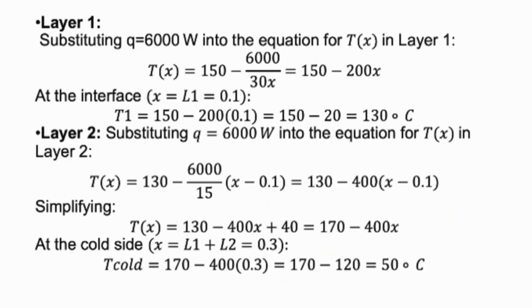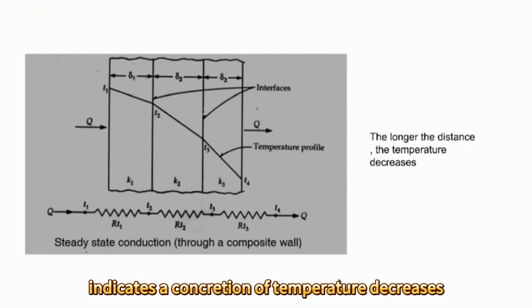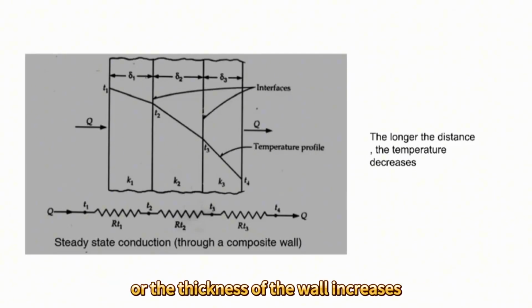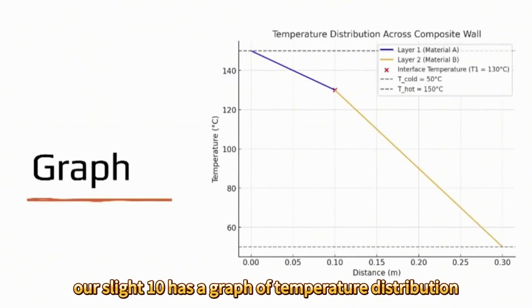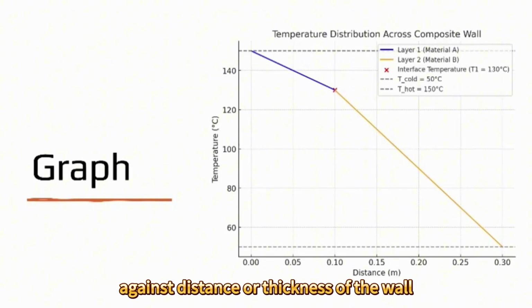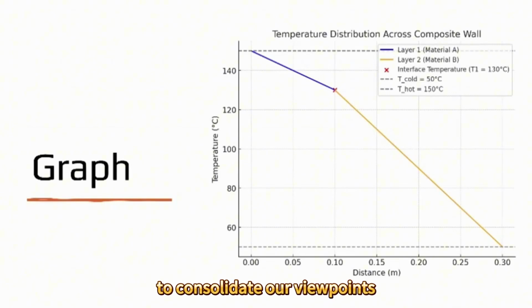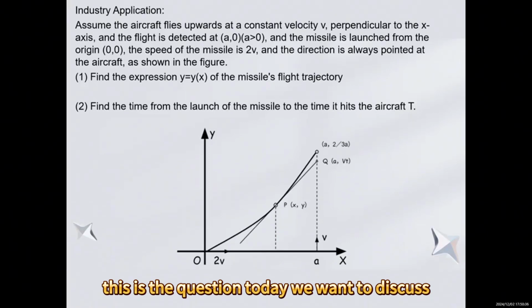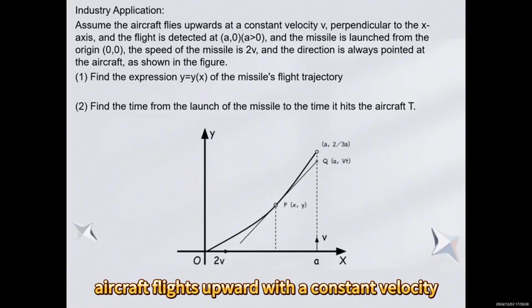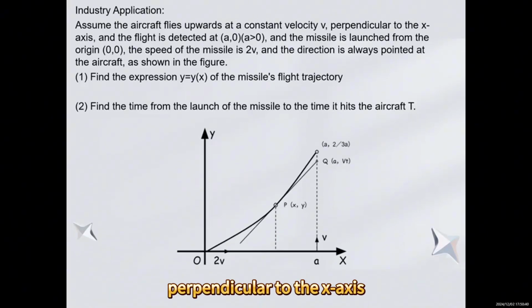The slide with the figure indicates a conclusion that temperature decreases as the distance or thickness of the wall increases. Slide 10 has a graph of temperature distribution against distance or thickness of the wall to consolidate our main points. This is the question we want to discuss today: an aircraft flies upward with a constant velocity perpendicular to the x-axis, and the flight is detected at (a, 0) where a is greater than 0.